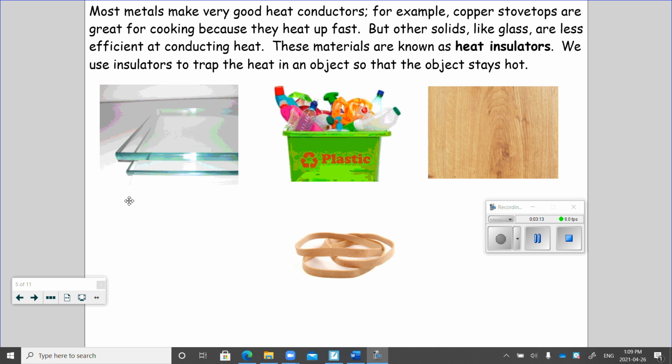Most metals make very good heat conductors. For example, copper stovetops are great for cooking because they heat up fast. But other solids, like glass, are less efficient at conducting heat. These materials are known as heat insulators. We use insulators to trap the heat in an object so that the object stays hot.